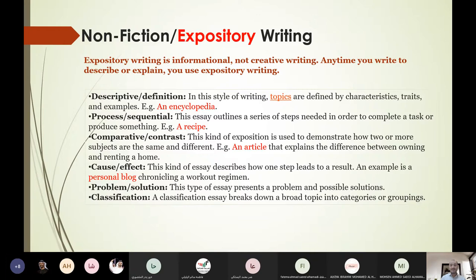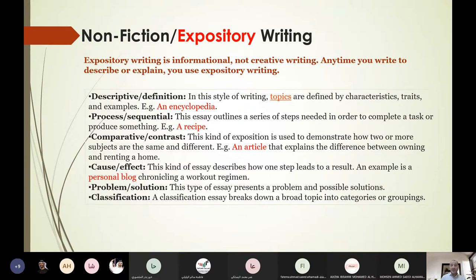There's cause and effect writing, and this kind of essay describes how one step leads to another, leading to a result or a consequence. For example, a personal log chronicling a workout regime. You say a personal log; here you have a cause and effect, where something causes something else. For example, global warming is an effect of some other reasons. So you need to brainstorm the reasons for global warming. Global warming is a result; this is the effect. What are the causes? You need to brainstorm or search for them.